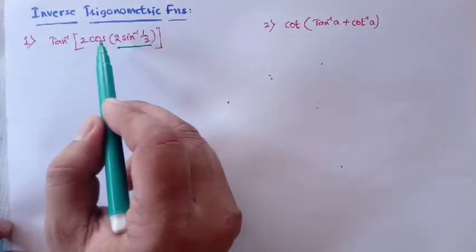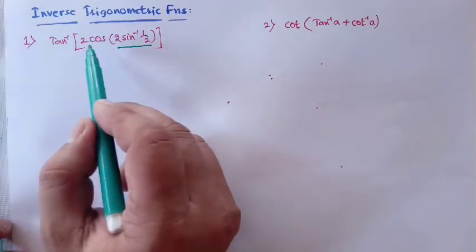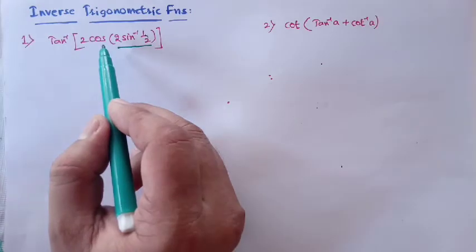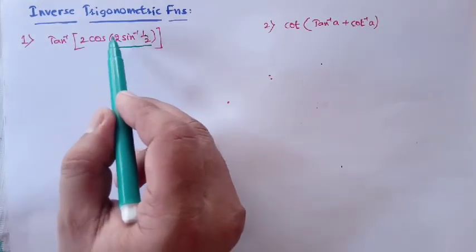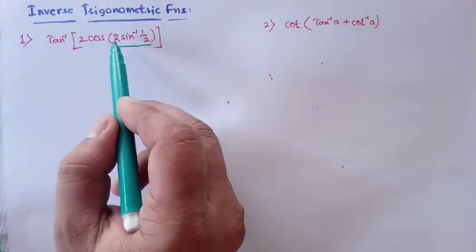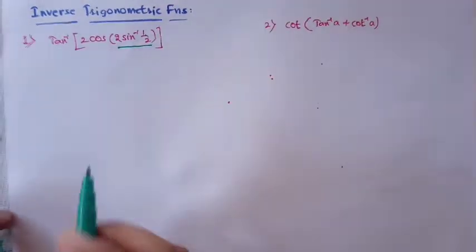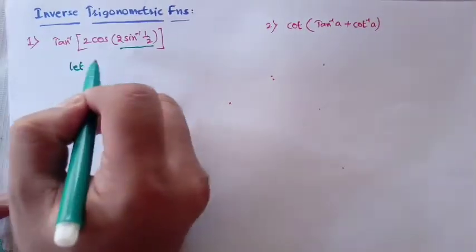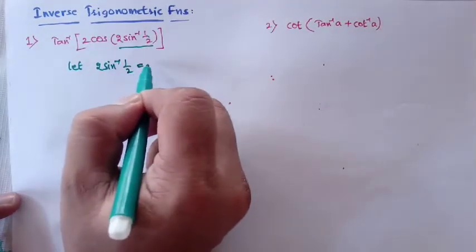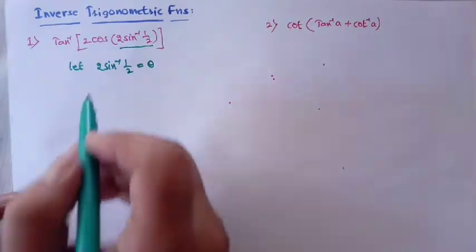Then cos inverse and cos will cancel. Then this total term will become rational, particularly numerical values are going to come here. Then tan inverse of some particular numerical value can be applied. Now understand, let 2 sine inverse of half be equal to theta.